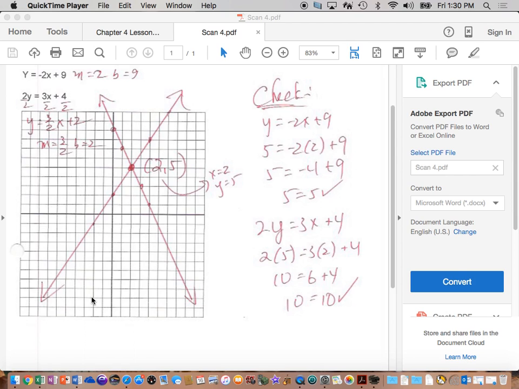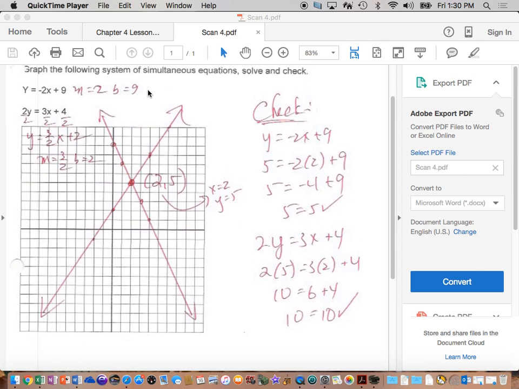Then we draw this line. Notice again, I make the line extended, nice and long. Then I mark the point of intersection, the common solution, the point where they meet: 2 comma 5. And if you got an 80, you stop there.